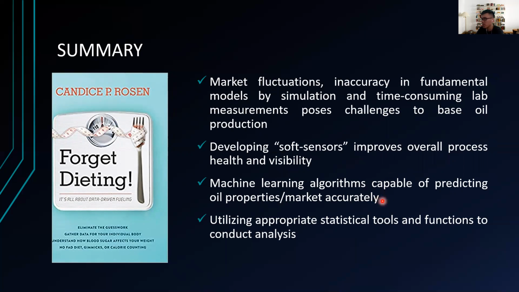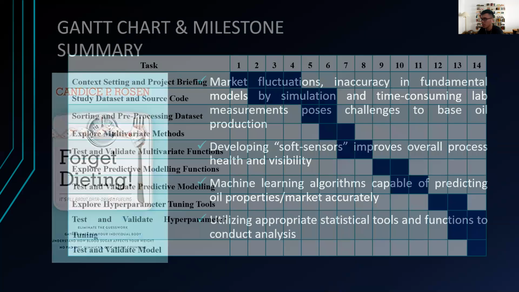Moreover, as we have seen, past work has shown that machine learning algorithms are capable of accurately predicting the oil properties and market, thus affirming that the proposed strategy for this task is feasible. And for this work, RStudio is complemented with JMP to conduct the analysis.